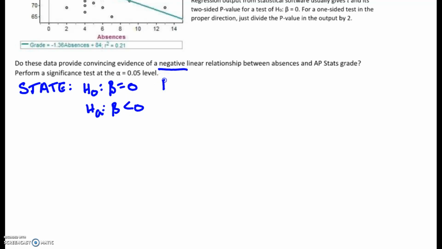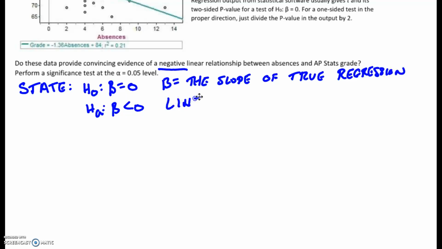And then I have to define beta. Beta is the slope of the true regression line relating grades to absences.